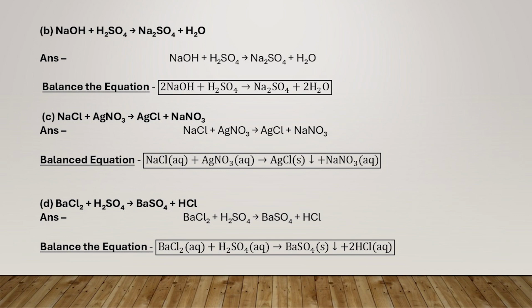C. NaCl + AgNO3 → AgCl + NaNO3. Answer: NaCl + AgNO3 → AgCl + NaNO3. Balanced equation: NaCl(aq) + AgNO3(aq) → AgCl(s) + NaNO3(aq). D. BaCl2 + H2SO4 → BaSO4 + HCl. Answer: BaCl2 + H2SO4 → BaSO4 + HCl. Balance the equation: BaCl2(aq) + H2SO4(aq) → BaSO4(s) + 2HCl(aq).